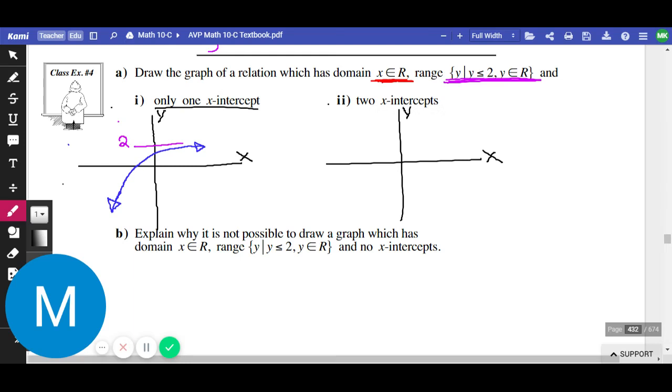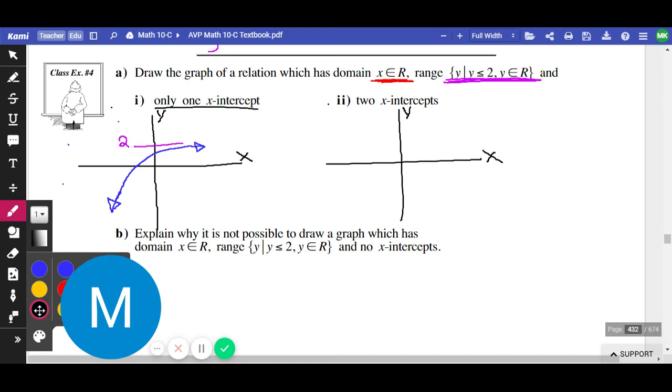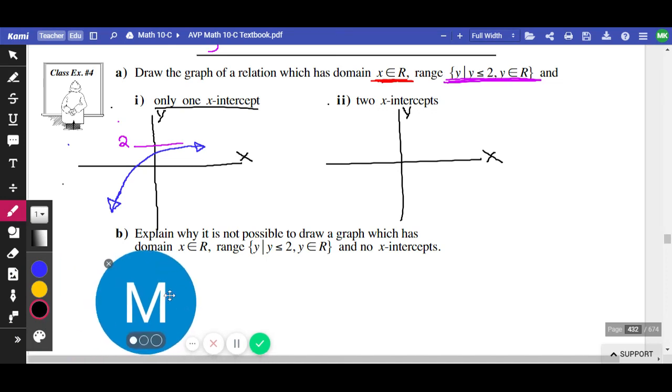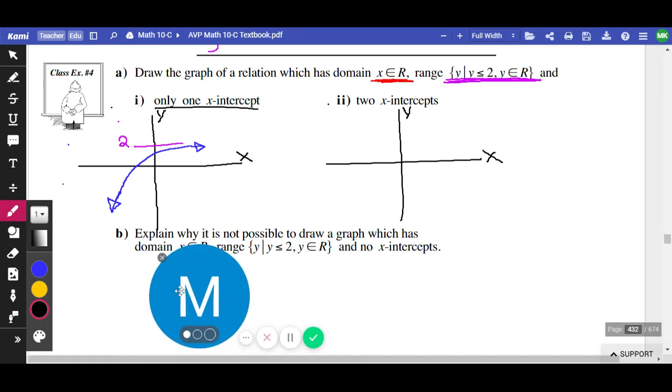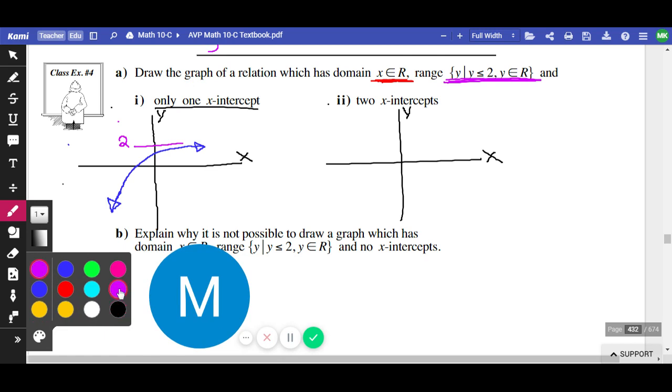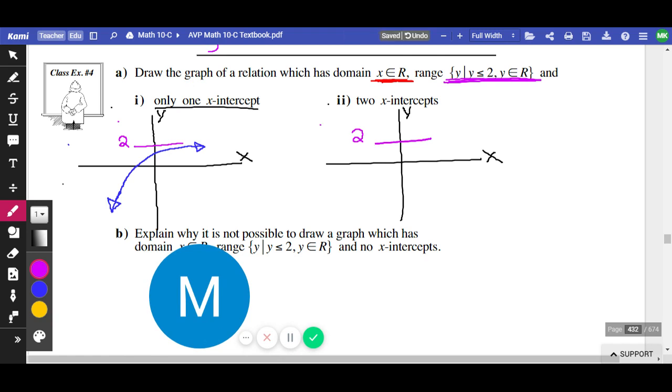Let's follow our rules. We know that we can't go above 2. We have to go forever left, forever right, forever down, and have 2 x-intercepts. I think I would draw something like this.